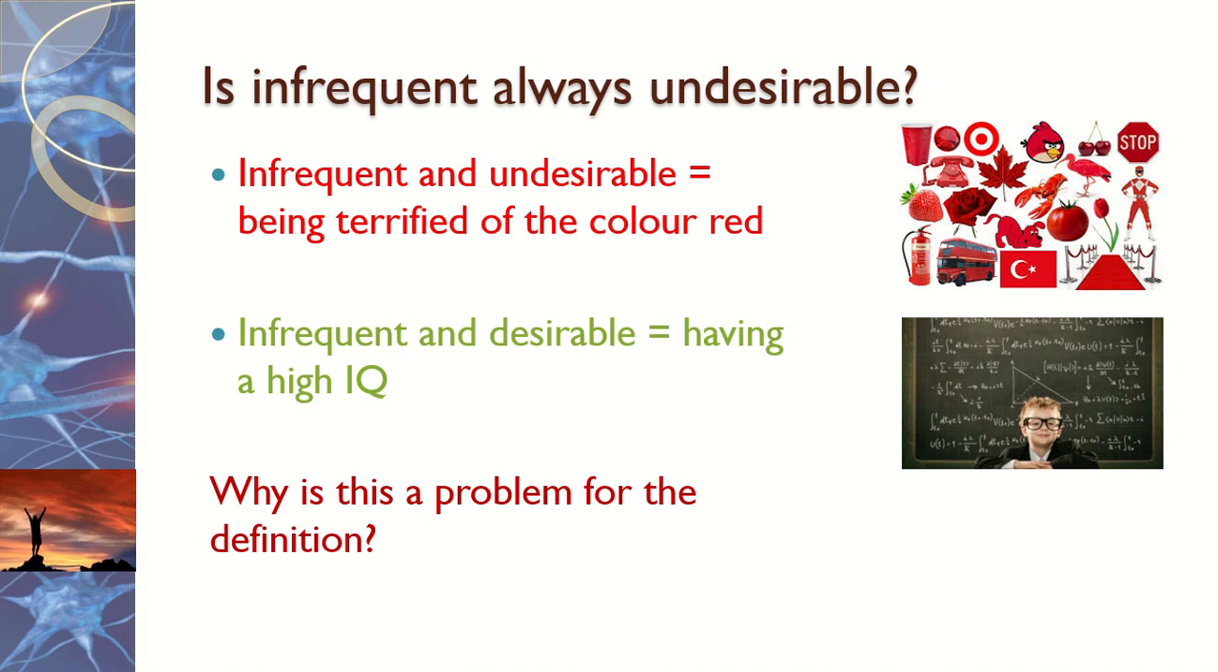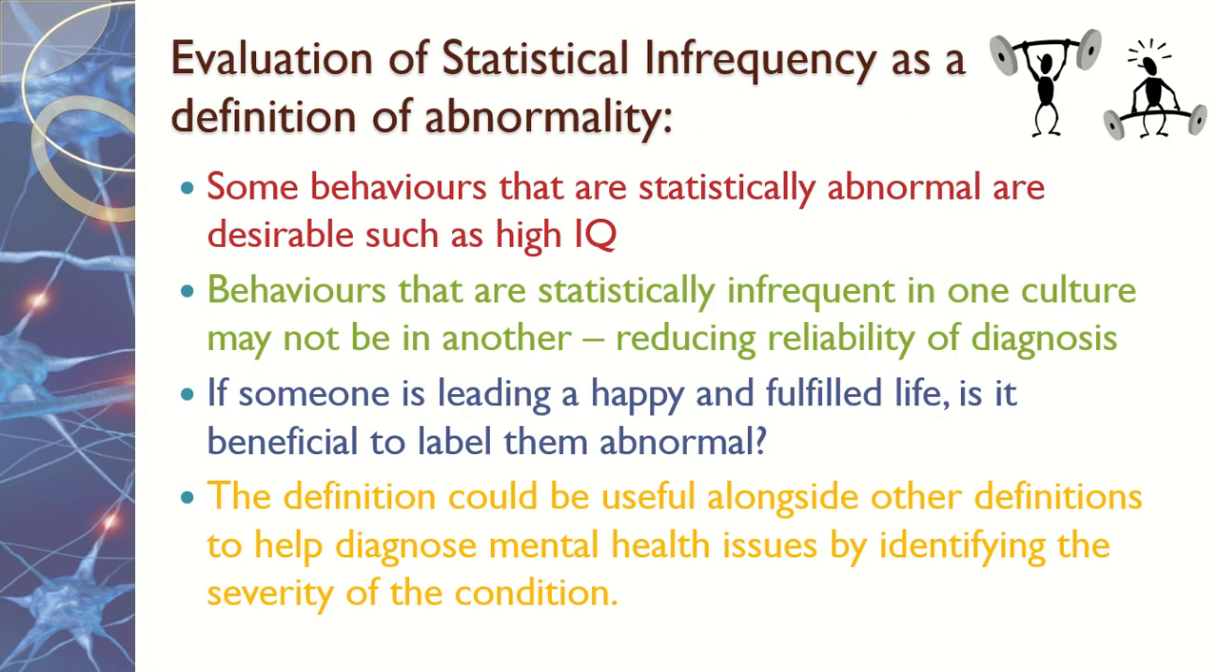So sometimes this is a problem because although things are statistically rare, it doesn't necessarily mean that they're not useful or desirable, and therefore just because they are abnormal according to this definition doesn't mean it's not a positive to have it. So when you're thinking about evaluating it, you might talk about the fact that some things are statistically abnormal but desirable, like high IQ. You also are going to talk about the fact that it's very culturally relative.